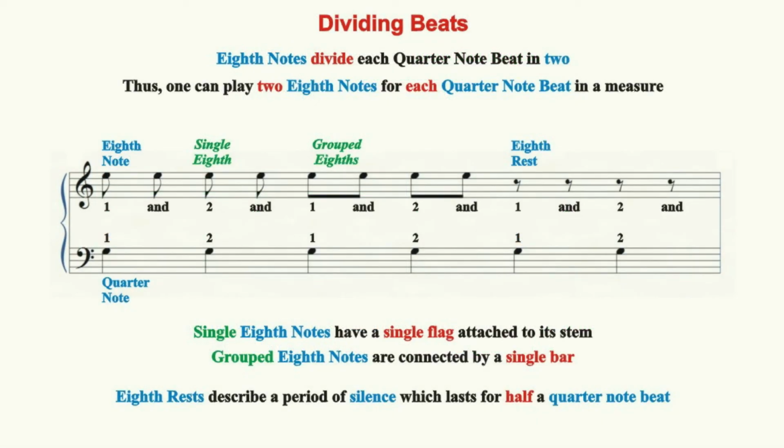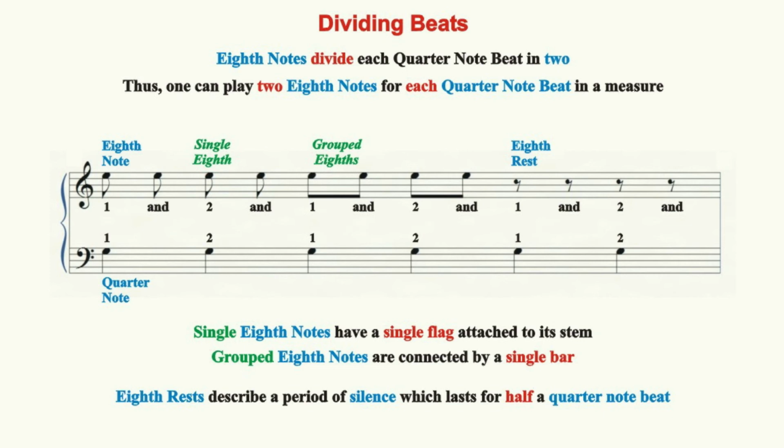Now let's talk about notes that divide the beat. 2 eighth notes are equal to 1 quarter note and divide each beat into 2. The symbol for a solo eighth note appears like a quarter note that has a single flag attached to its stem. When eighth notes are grouped, they appear as quarter notes whose stems are joined by a single bar.